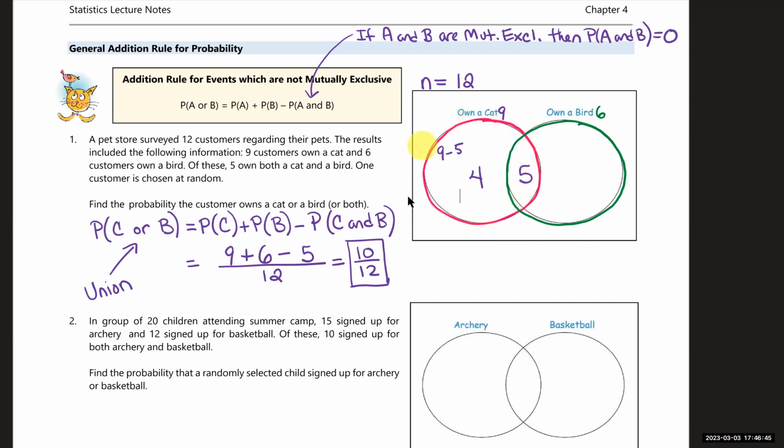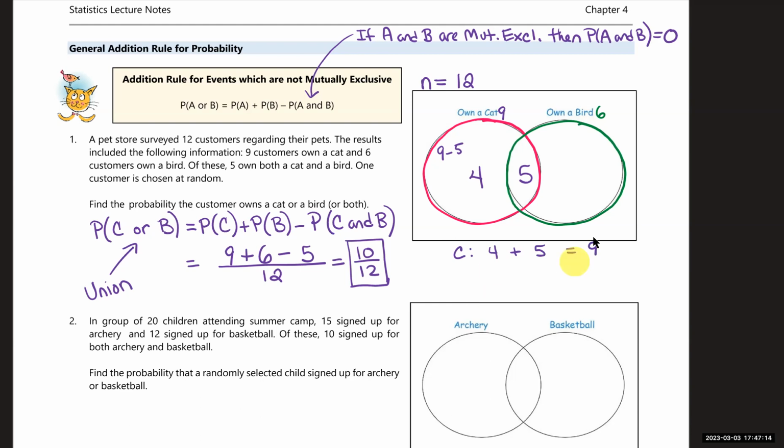So inside the cat circle, 5 people own a cat. They also own a bird. These 5 people do own both, but these own a cat. And so to get to 9, I need 4. So 4 people own a cat. They don't own a bird, but they own a cat. And then those 5 together, that's where we get 9. So I'm just going to write that at the bottom here. So the cat came from the fact that we would have 4 plus 5 to get 9.